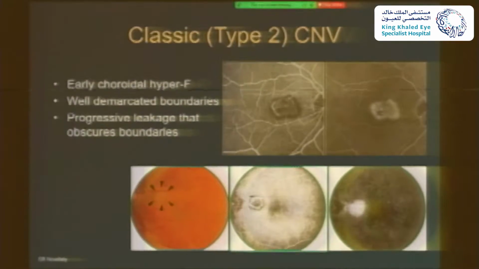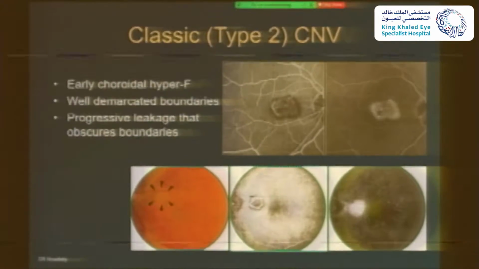So how does a classic CNV type 2 behave? Now, on a fluorescein angiogram, what you're going to see is essentially a network. Very early on, in the very early phases, you're going to see a network of vessels, a lacy network, and in the late frames, you're going to see leakage.